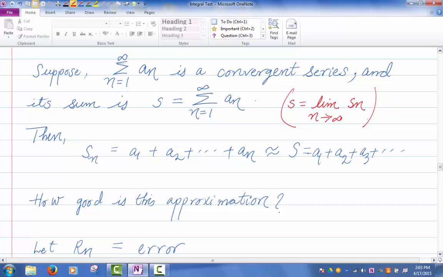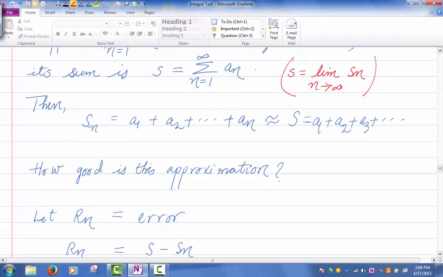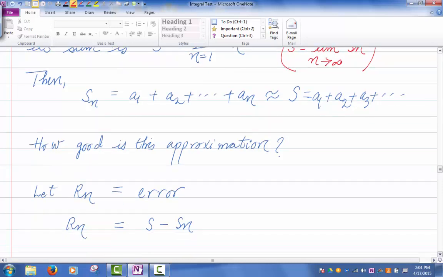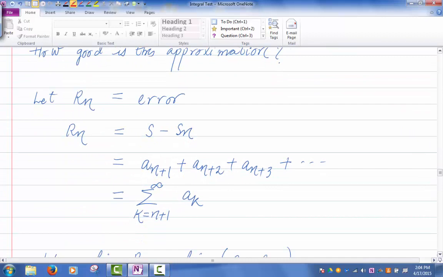So if I estimate s by using Sn, then I need to know how good my approximation is. In order to understand that, let's denote by Rn the error when you are doing this estimation. So what is Rn then? Well, Rn is the difference between s and Sn, because you are using Sn as an estimation of s. So the difference between s and Sn will be the error. So Rn is the error, and Rn will be s minus Sn.